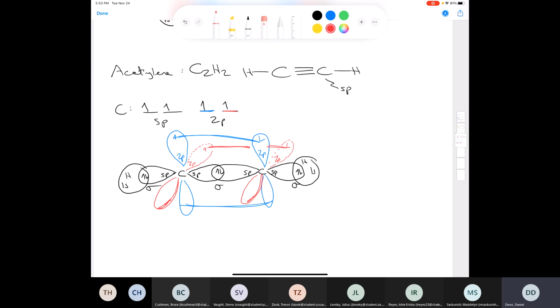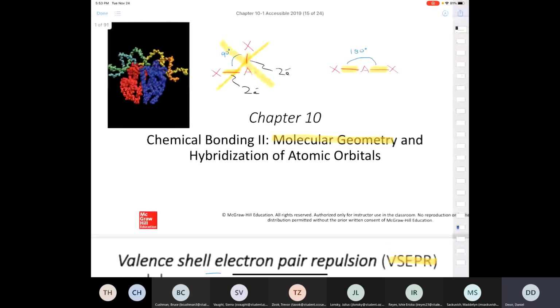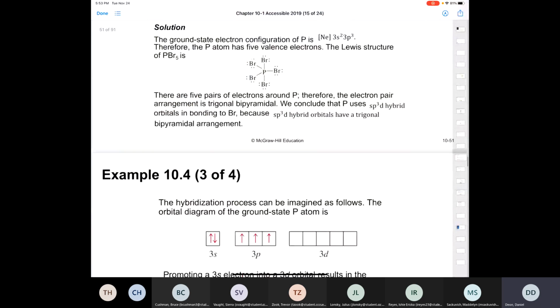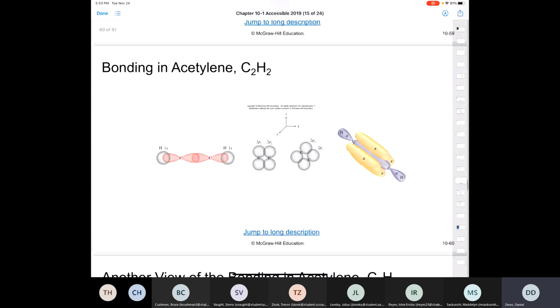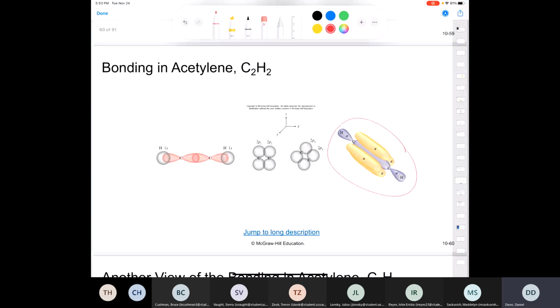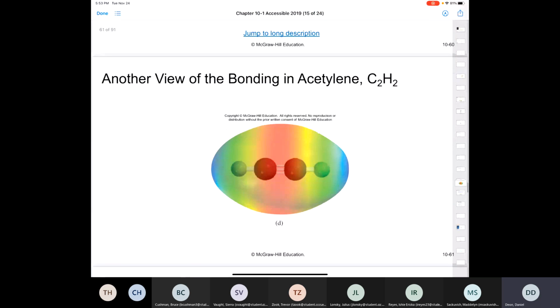Wow, look at that 3D. It's like it's headed straight for us. There you go. That's Mr. Dion's orbital overlap diagram. Bada boom, bada bing. And what I just drew was my representation of what's shown right here. This is kind of their way of doing it. If you look at an electrostatic potential map of acetylene, okay?